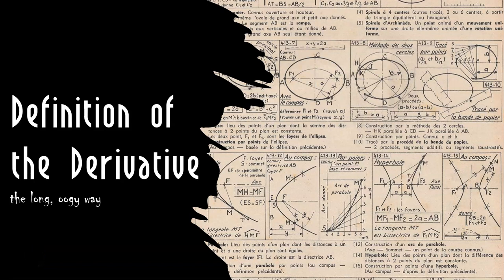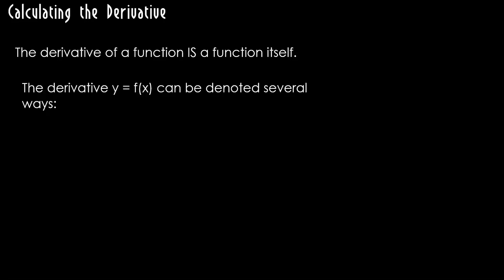It's time. We must look at the definition of the derivative, also known as the long oogie way. First off, let's remind ourselves, the derivative of a function is a function itself. There are a couple different ways to denote it. We've got y equals f of x. We can say f prime of x. We can say y prime. We can say dy dx.